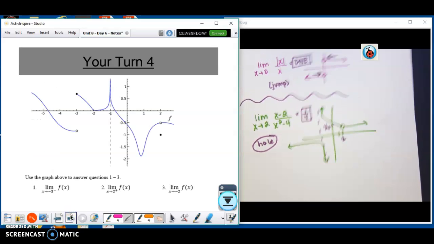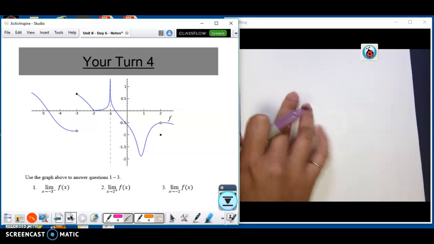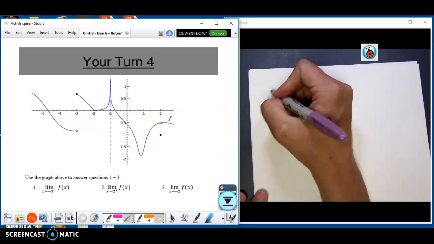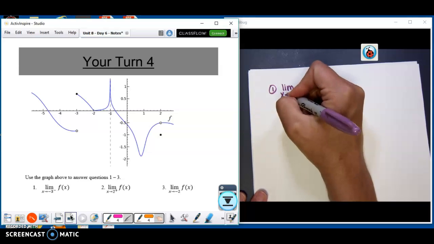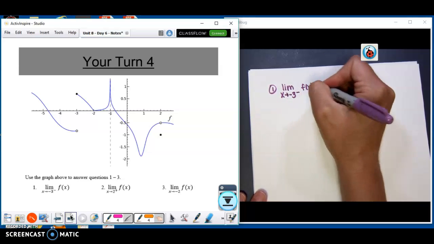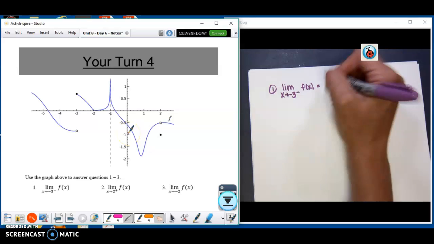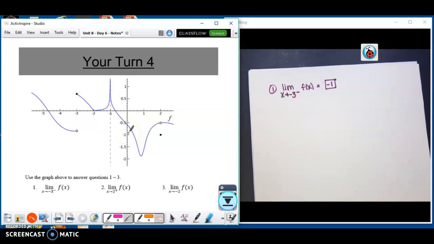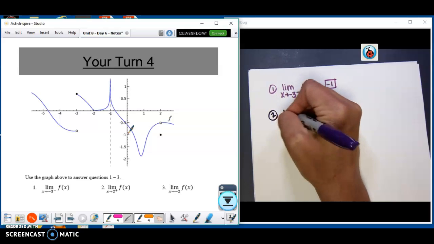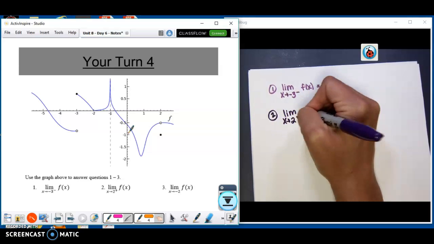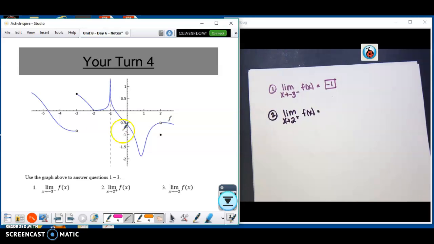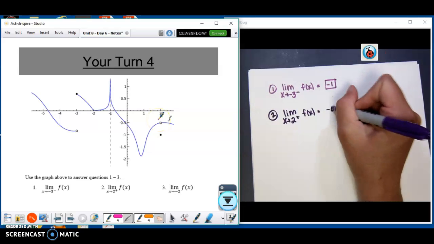Alright, and then the last thing, let's see if I can squeeze it in. So we have another graph here. The first one asks you the limit as x approaches -3, and it does say from the left. So here's -3. If we come in from the left side of the graph, that gives you a y value somewhere around -1. It might not be perfectly -1, but somewhere around there. And then the second one says the limit as x approaches 2, and it has the plus, so from the right side. So here's 2. If we come in from the right side, well, it's approaching -0.5.